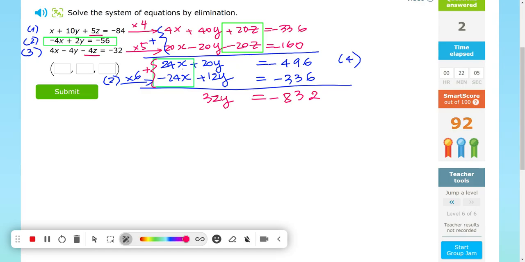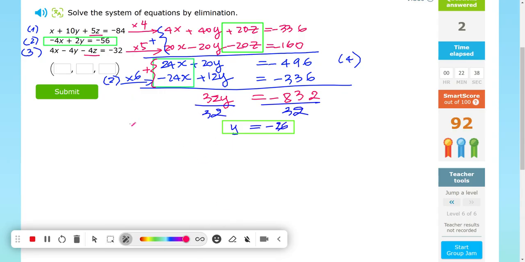Negative 26 is a beautiful number. So I divide 32 on both sides, and I come out y equal negative 26. Beautiful, put it there. Here we go. So now I got the y known. Now I will substitute back to find the x.